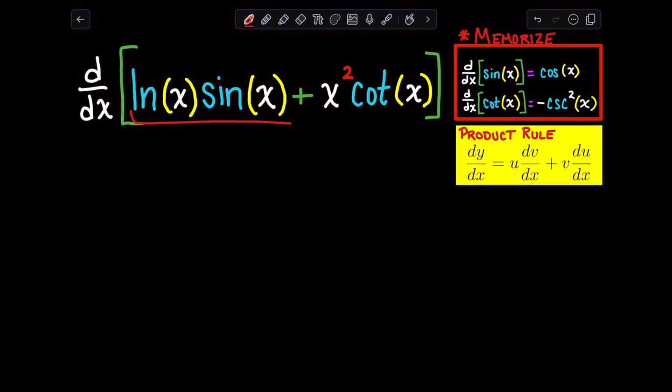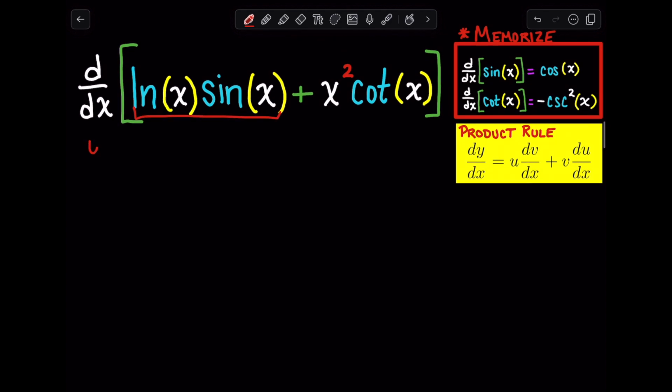So we see that we have to take the derivative of two terms added together. So we can just treat this as two separate derivatives. In other words, we need to apply the product rule 2 times. Starting with ln x times sine of x, we see that we can define u as ln of x and v as sine of x.